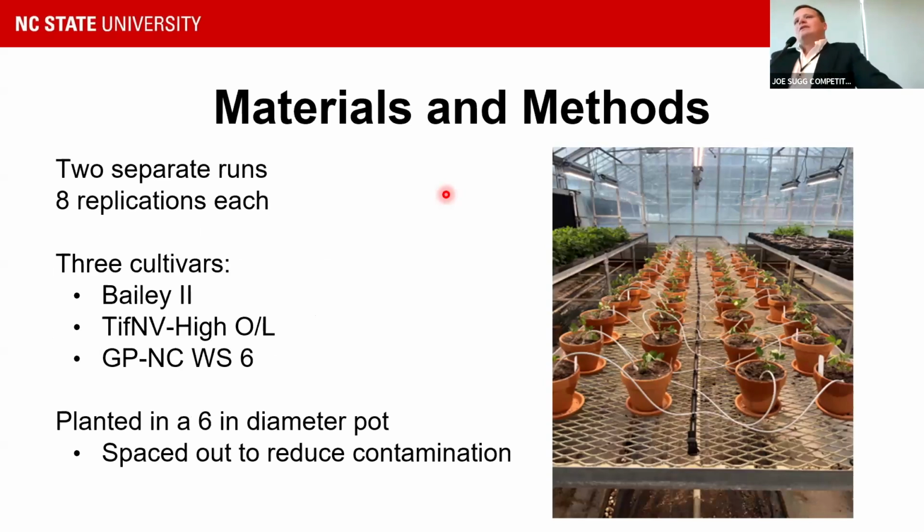So we conducted work in the greenhouse. We had 2 separate runs with 8 replications. Each of our experimental units was 1 plant, for each of our 3 lines: Bailey 2, TIFF-NV, and GP-NC WS6. These plants were planted in a 6-inch pot and separated on the bench, like you can see in the photo on the right, to reduce contamination between the pots, especially as it comes to watering, movement in the greenhouse, things along those lines.